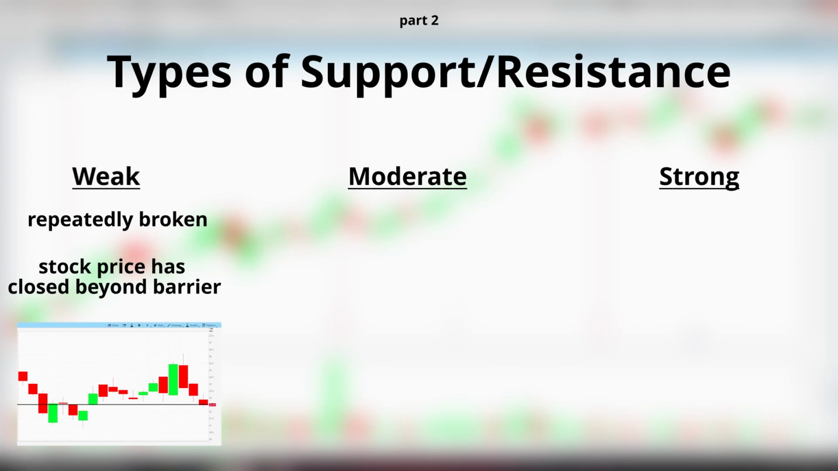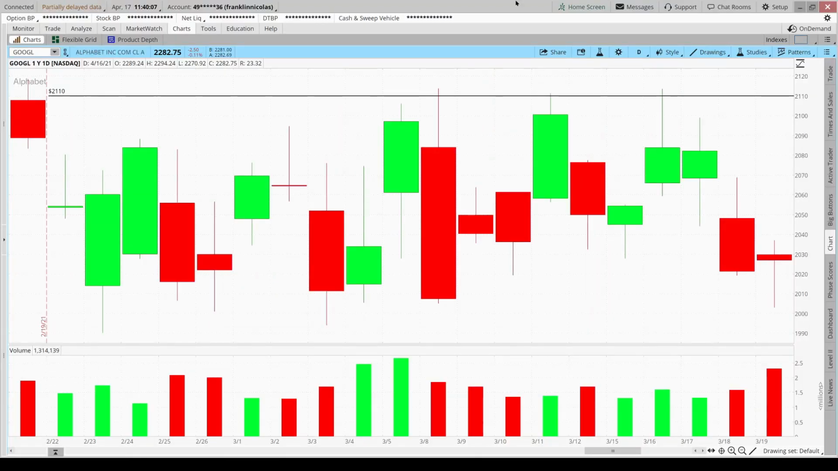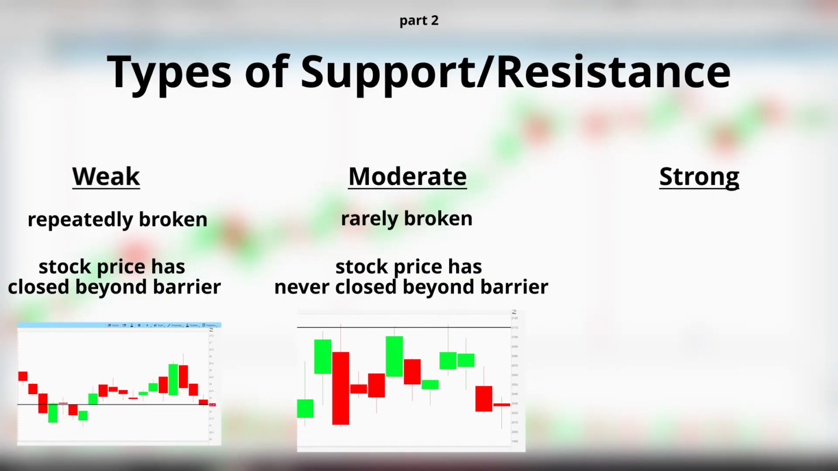Moderate support and resistances rarely have their barriers broken, and if so, the price of the stock will never close over these barriers. Here you can see an example of a moderate resistance line on Google. Right at 2110, you can see that Google has rarely been able to break above this level. While it has been able to break over this level, you also see that it has never been able to close above this level.